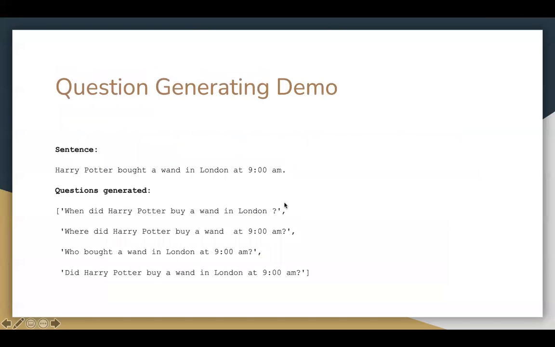And here is a very simple demo. For the sentence, Harry Potter bought a wine in London at 9 a.m., our system can generate several questions based on this given sentence.